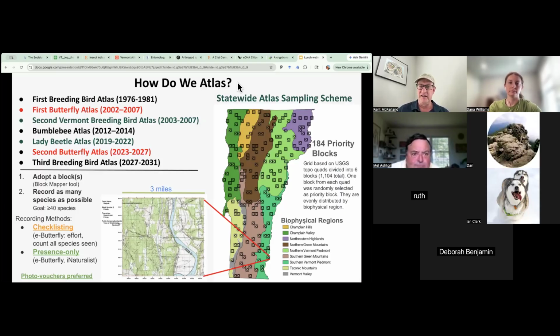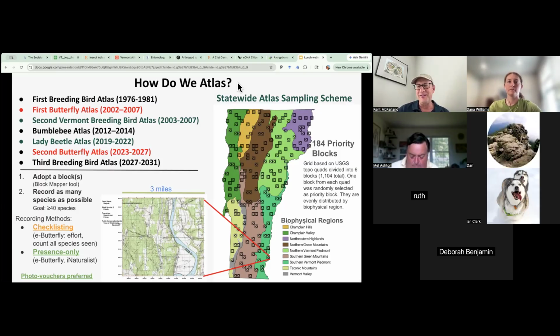But first, I just wanted to go over a little bit about this atlas. This is the second butterfly atlas for Vermont. We did the first one back in 2002 to 2007. And so now we're 20 years later plus doing the second butterfly atlas.